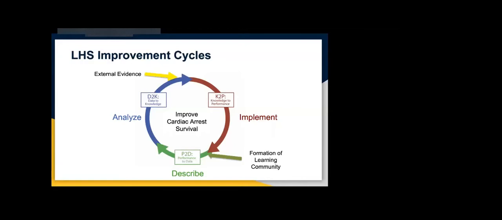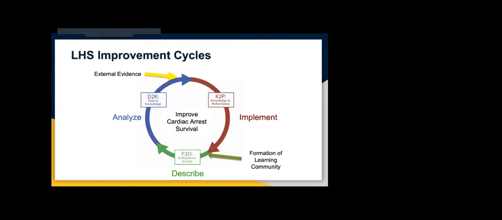And we have been describing the current state of the system, that green arrow at the bottom, performance to data, and utilizing existing data that we have from the cardiac arrest registry, but also collecting new data, like conducting a community survey of bystanders' attitudes toward CPR. We're analyzing that data and seeing what we can learn. And the knowledge that we gain from the data, we're using that to inform priorities and to select interventions that we can pilot test and implement.